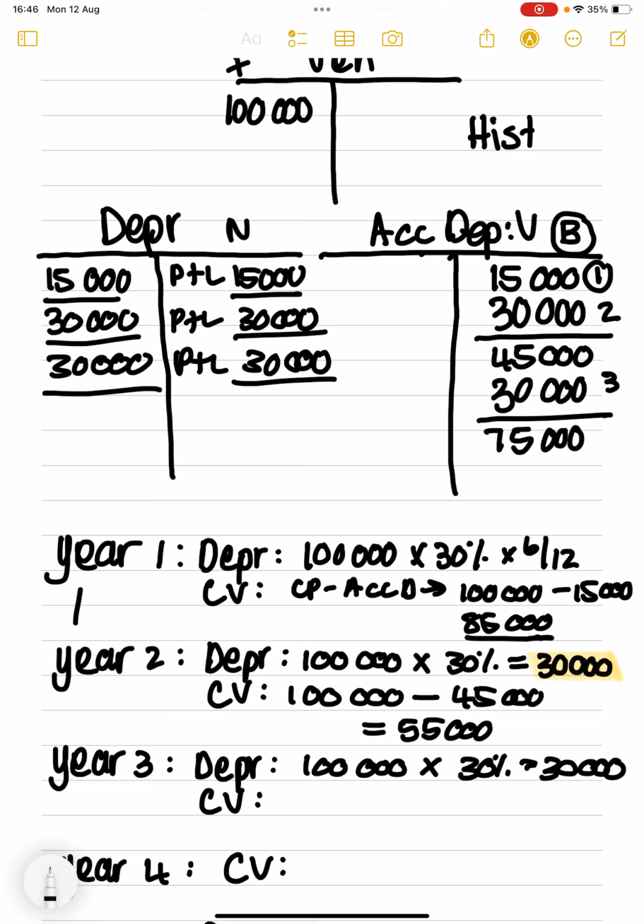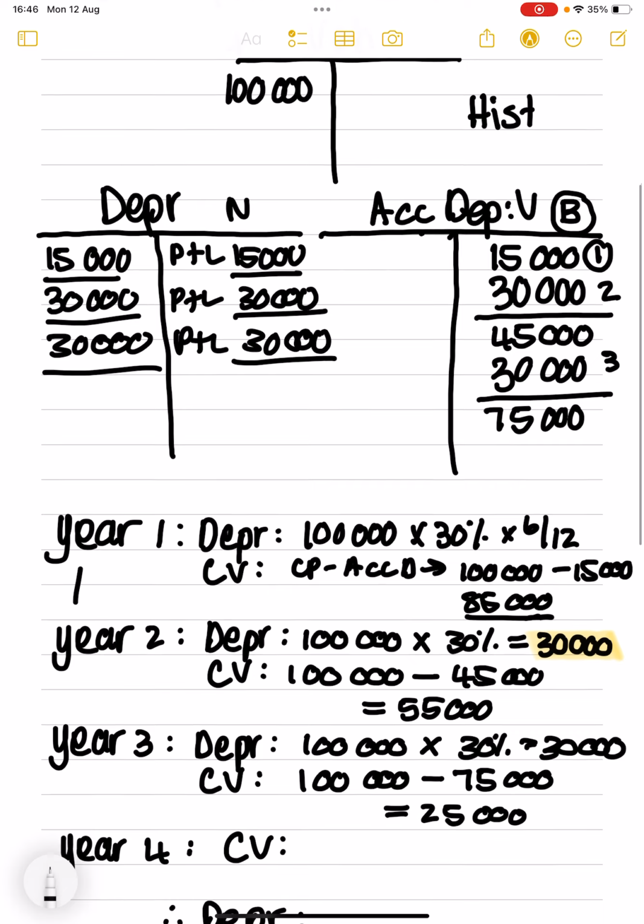Okay, let's calculate the carrying value. So at the end of year 3, I have 100,000 Rand, which is still my cost price. The accumulation of all 3 years' depreciation adds up to 75,000 Rand. So that means that my carrying value is 25,000 Rand. And this is now where the problem will begin in year 4.